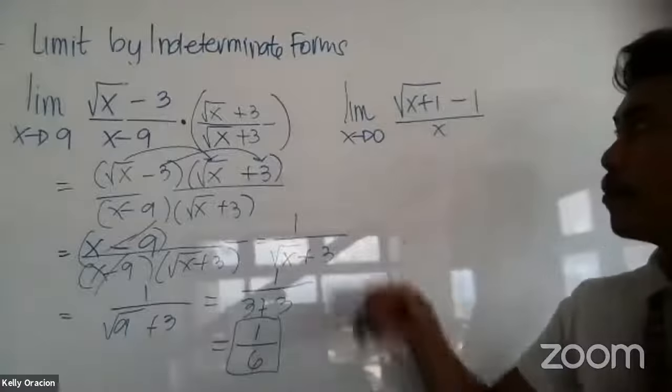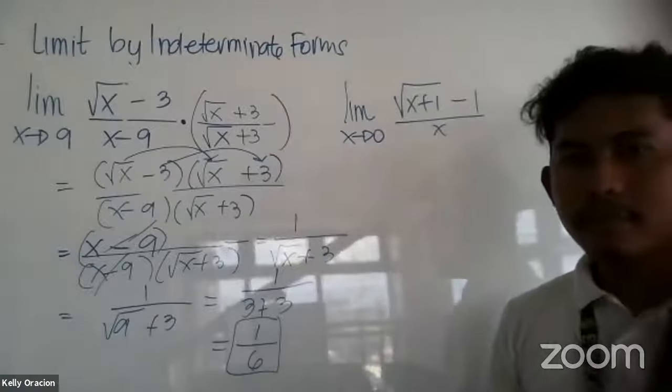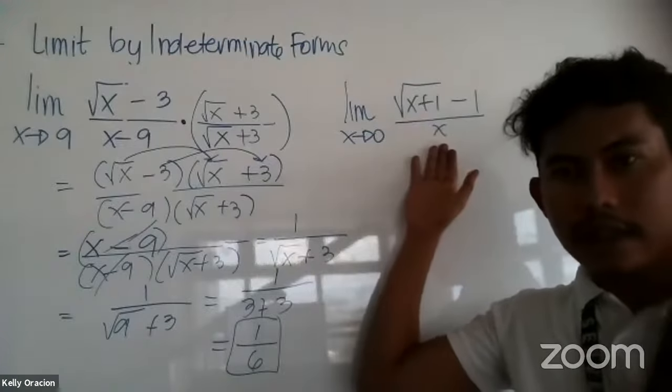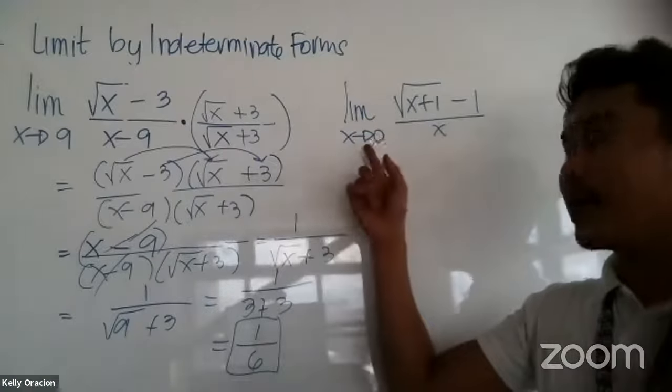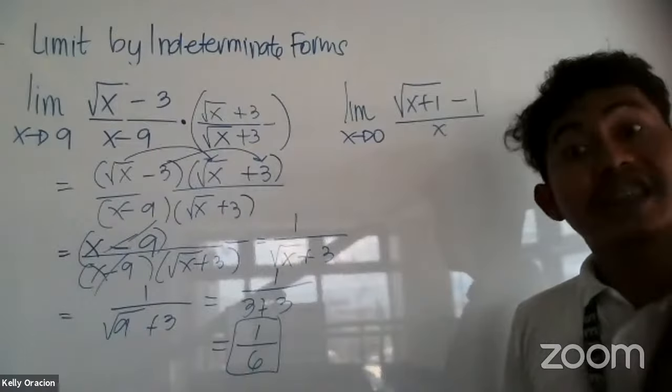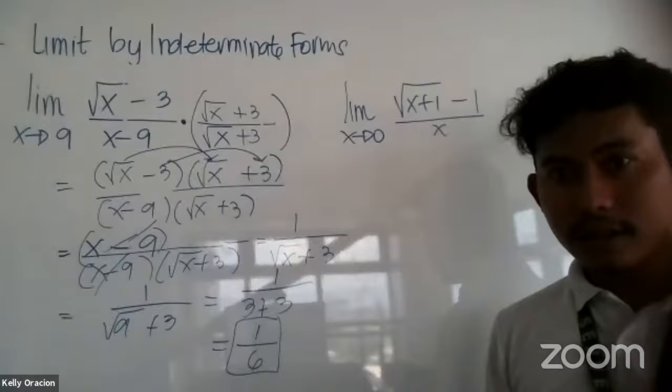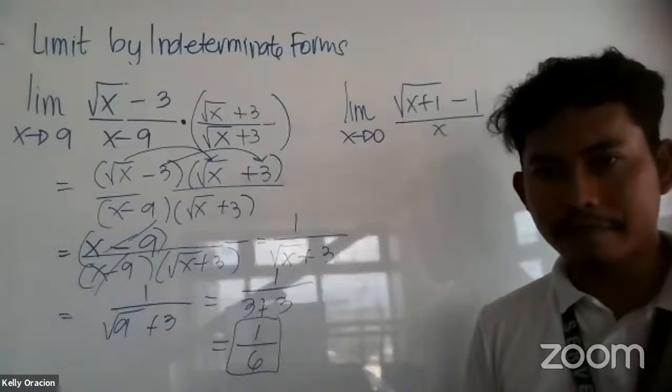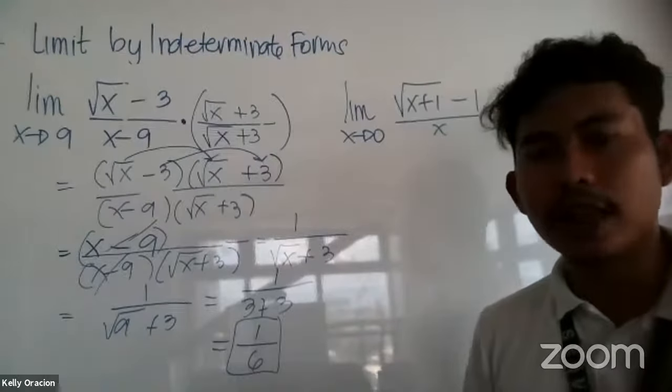Okay, so for our next example ito, this example also still conjugation. Our x is 0. Substitute our x which is dito na 0. So maging 0 ang denominator. So direct substitution is not applicable. Okay? Again, direct substitution is not applicable.